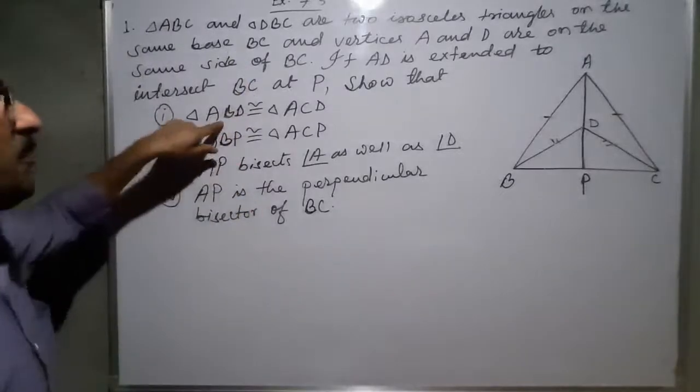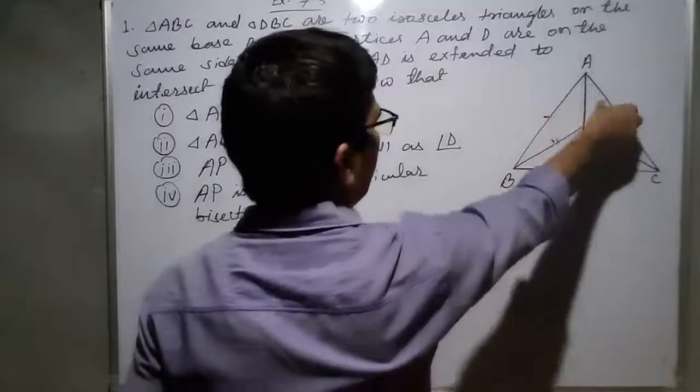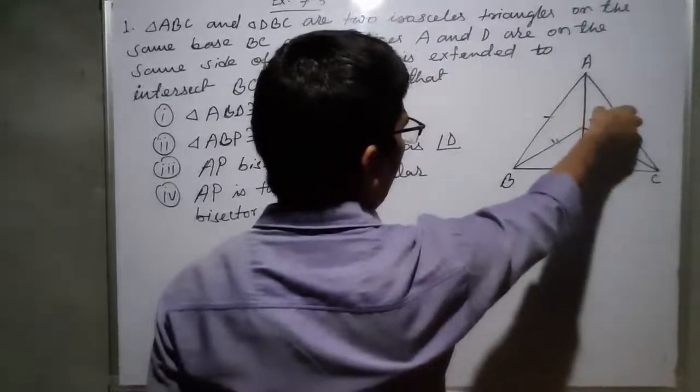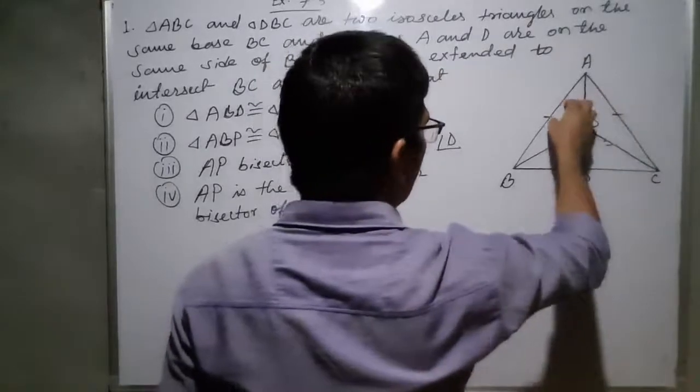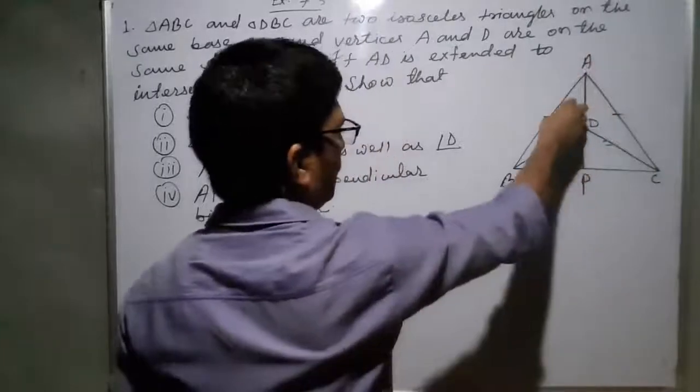There are 4 points we have to prove. First point: we have to prove triangle ABD is congruent to triangle ACD. We have to prove this triangle is congruent to this triangle. So how can you prove this triangle congruent to this triangle?